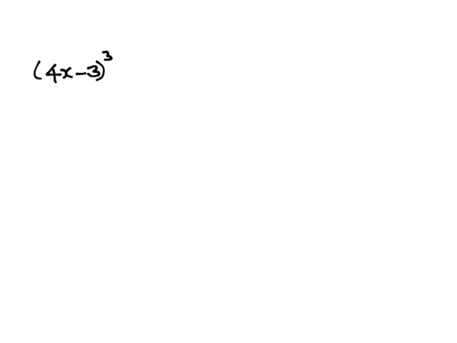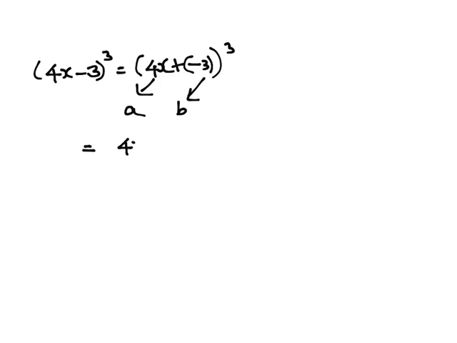Let's say I want to find (4x − 3)³. I can write it as (4x + (−3))³. So this A is 4x and B is minus 3. So what is the expansion? Very simple. The first term will always be (4x)³. Now many students write like this. Please don't. This is incorrect. You should write a bracket here.